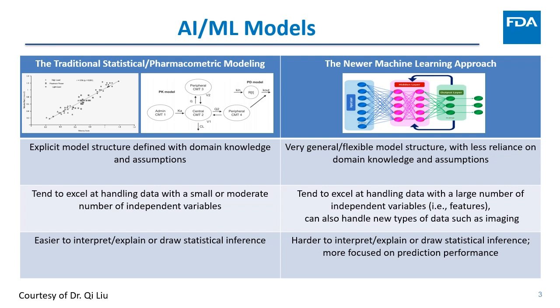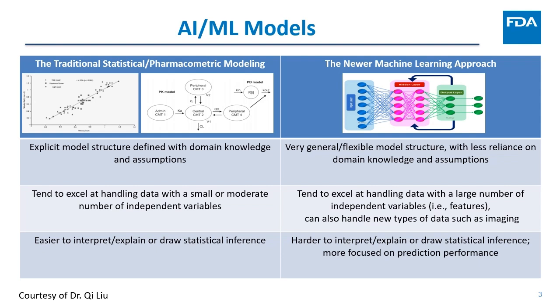Then I'm going to compare the general difference between the statistical model or pharmacometrics model with the machine learning model. In general, the traditional statistical or pharmacometrics modeling uses explicit model structure defined with domain knowledge and assumptions, while the machine learning model is very flexible and uses a very general model structure with less reliance on domain knowledge and assumptions.